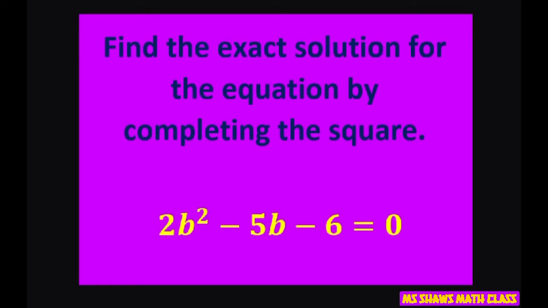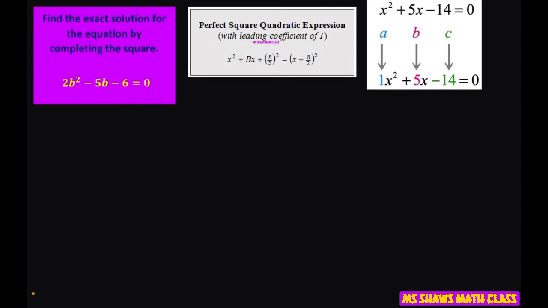Hey everyone, we're going to find the exact solution for the equation by completing the square. 2b squared minus 5b minus 6 equals 0. To use our formula here for completing squares, our goal is to get a perfect square trinomial. But our lead coefficient needs to be 1 and it's 2. So let's fix that first.